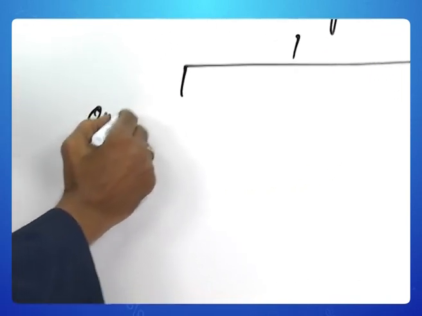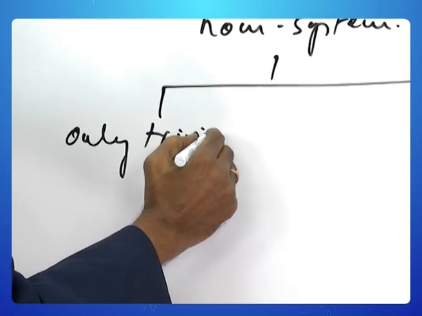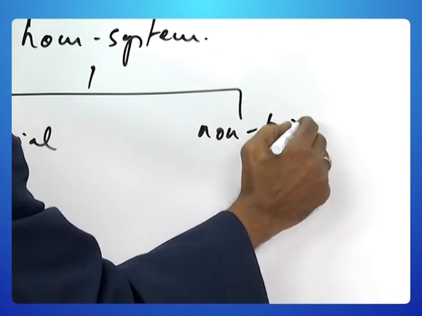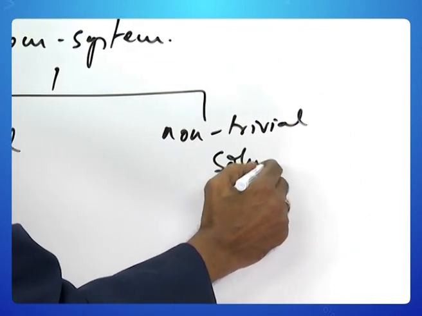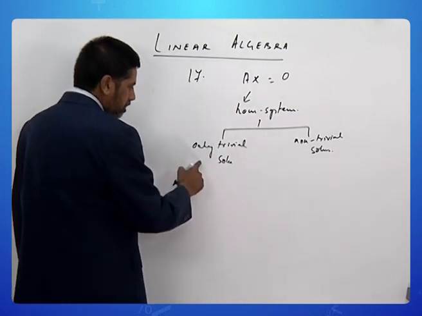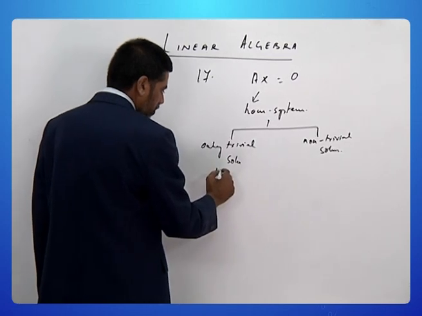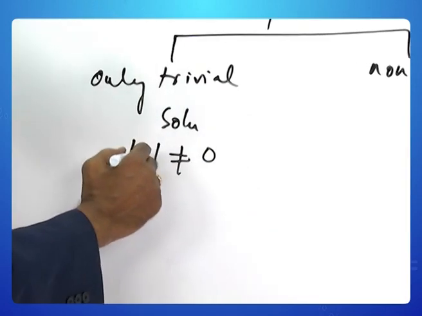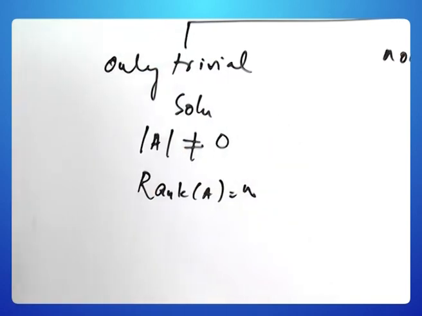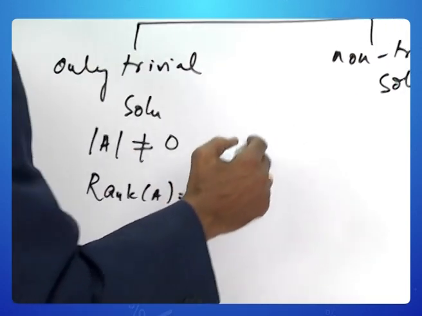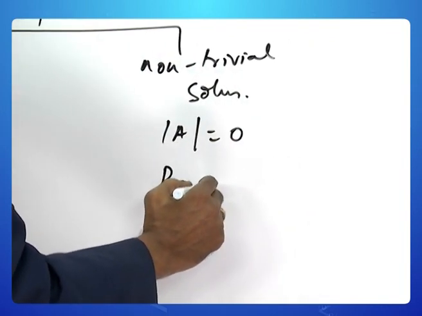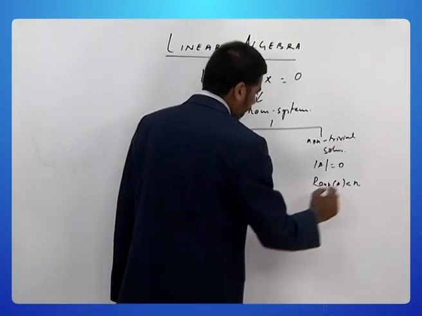Now any homogeneous system of equations can produce only trivial solutions in one case, or it can have non-trivial solutions in another case. Of course, trivial solution is always a solution. Now the condition for only trivial solutions is determinant A not equal to 0 when A is a square matrix, or rank of A is equal to n. Both are equivalent. In the other case, determinant A should be equal to 0 or rank of A should be less than n.